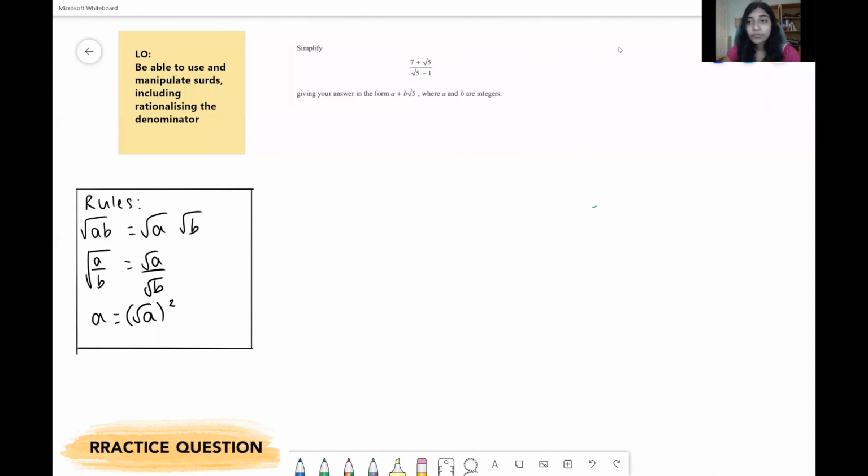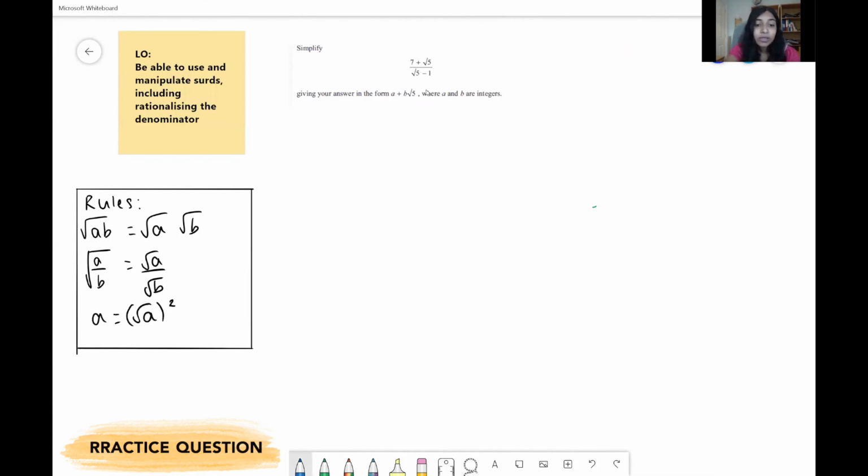So now we're going to move on to some practice questions to see if you've understood what we've discussed in the lesson. So here's the first question. You need to simplify 7 plus root 5 divided by root 5 minus 1. So I recommend you just pause the video, try this out, and then come back and we can go through it.